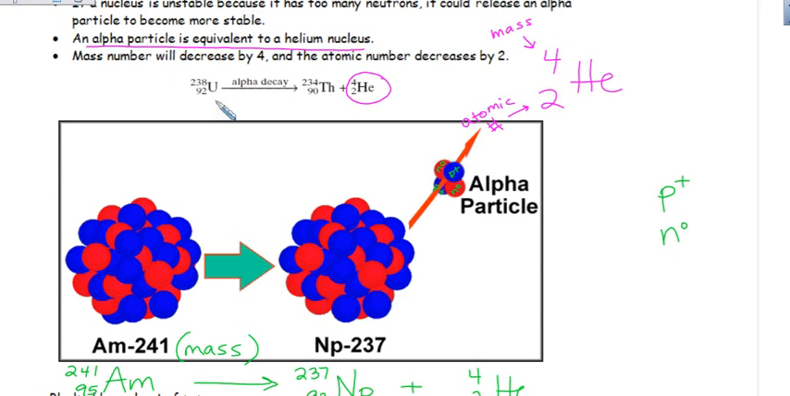The mass will go down by 4. So the mass went from 238 down to 234. And then again, we release that helium nucleus, that alpha particle.